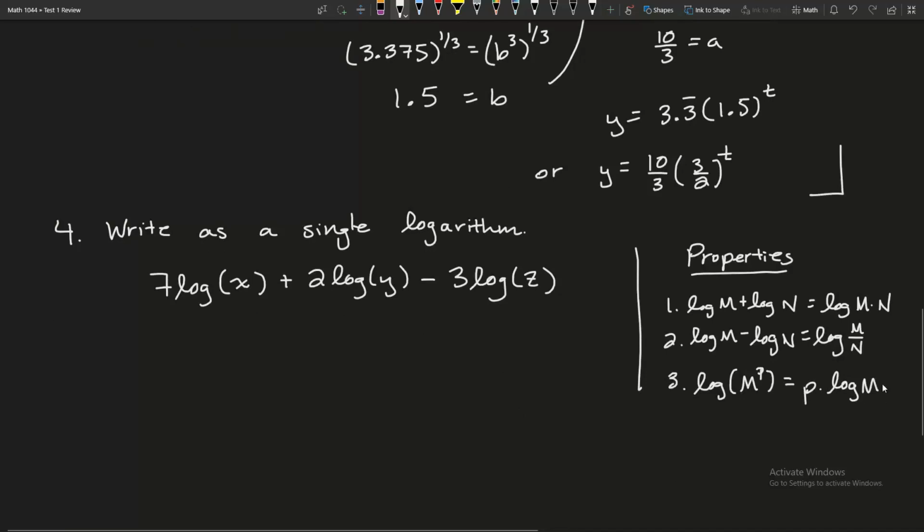So the thing is, we can't use property 1 or property 2 if there's anything sitting in front of the logarithm. So that's where property 3 comes in. We want to take all those coefficients that are out front and put them back inside. So I start with property 3.